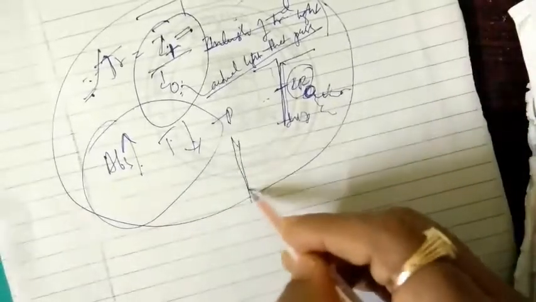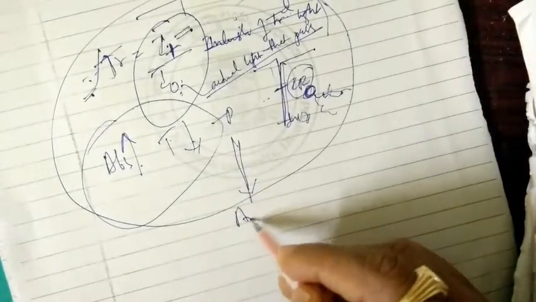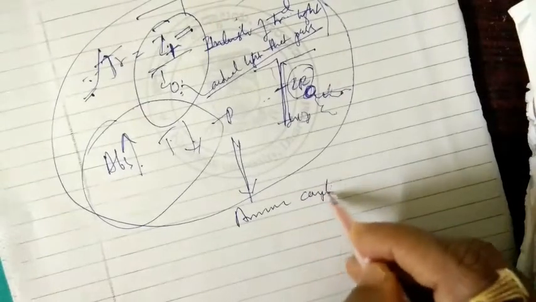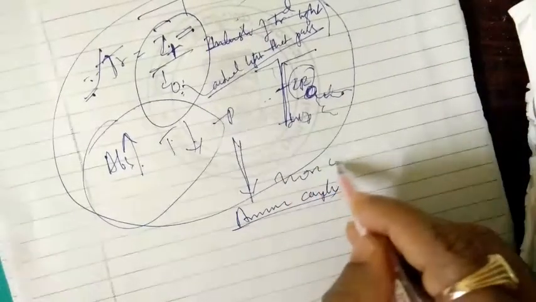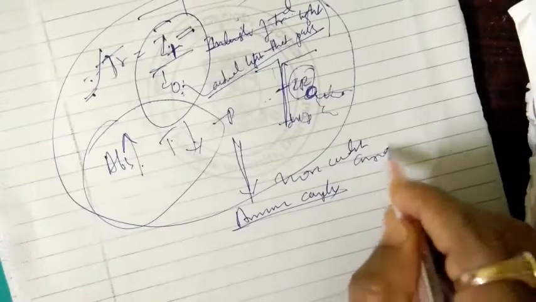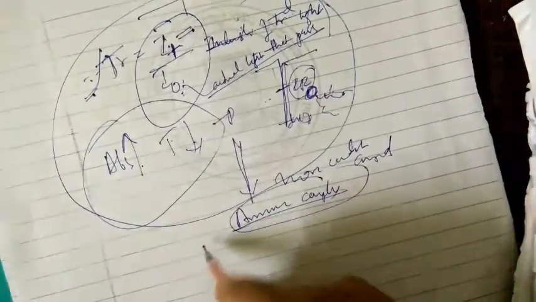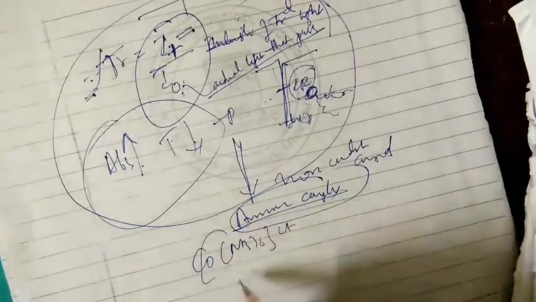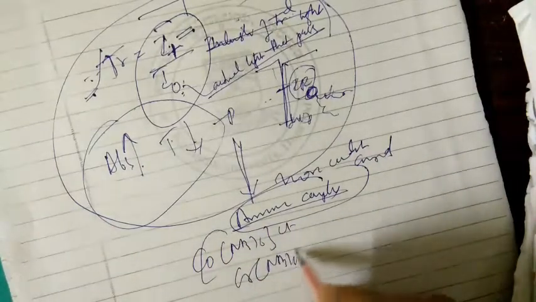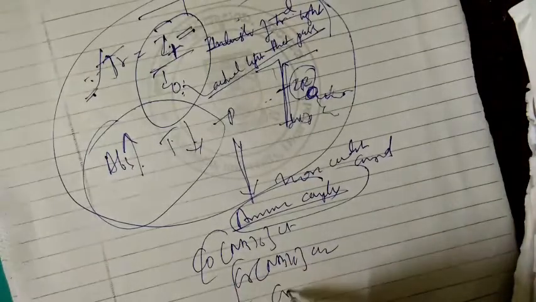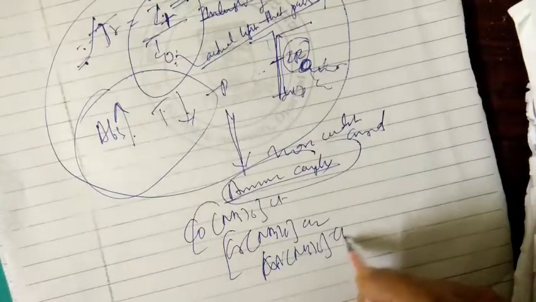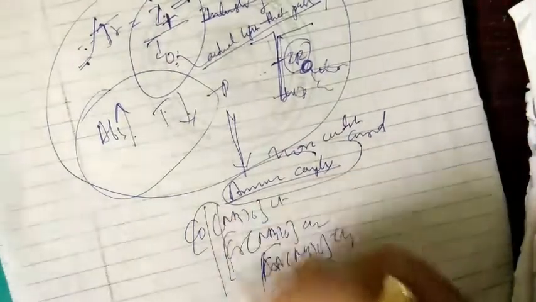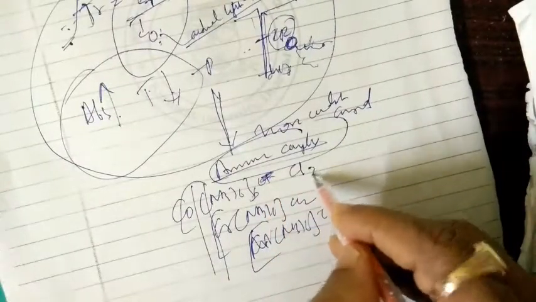In the next video, we'll take some examples of amine complexes in inorganic coordination compounds. You take cobalt hexammine, Co(NH3)6 Cl3, chromium hexammine, or nickel hexammine, Ni(NH3)6 Cl2, like this. These are complexes with NH3 and halide ions.